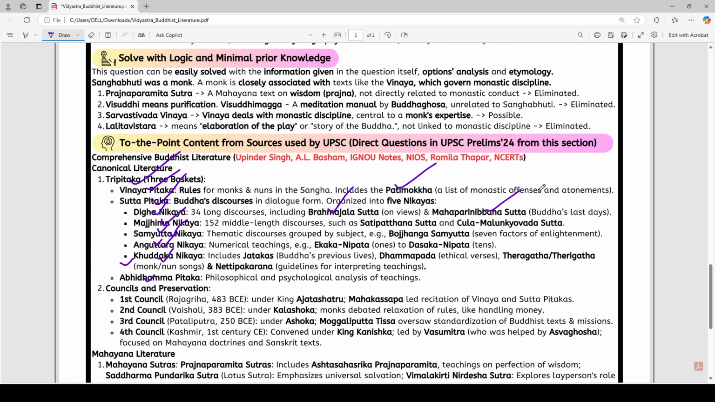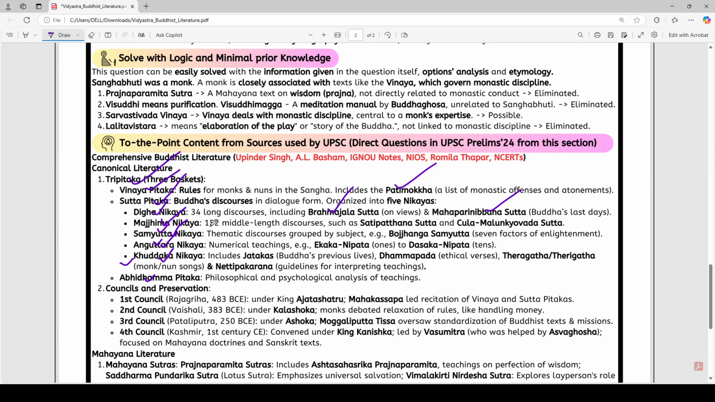Next is the Mahaparinibbana Sutta. In Mahaparinibbana Sutta, what is included is about the last days of Buddha, what were his teachings, how he traveled to Kusinara where he finally died. Okay, and how after his death his relics were distributed and stupas were built on them. So this is all included in the Mahaparinibbana Sutta.